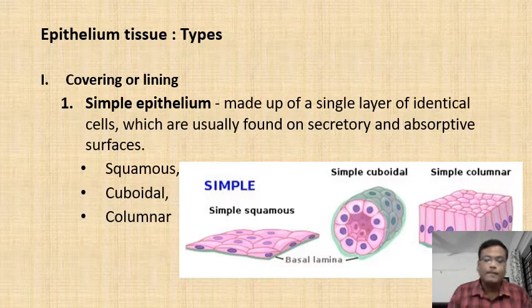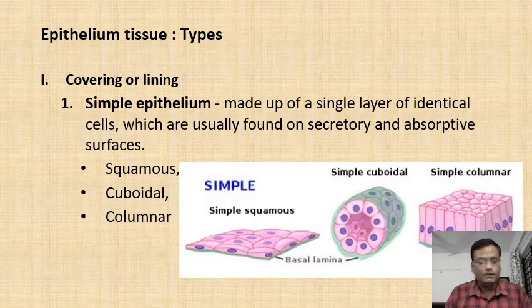Now this simple epithelium is again subdivided into three types. They are simple squamous epithelium, simple cuboidal epithelium, and simple columnar epithelium. Now here in this diagram, you can see this one represents the simple squamous epithelium, this one represents the simple cuboidal, and this one represents the simple columnar. You can see the difference between the shape and size of the cells.